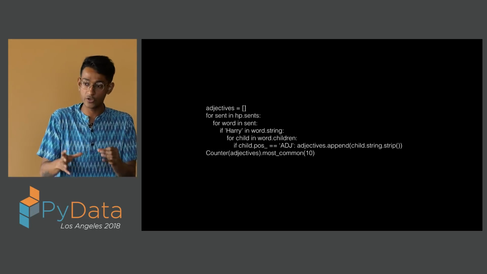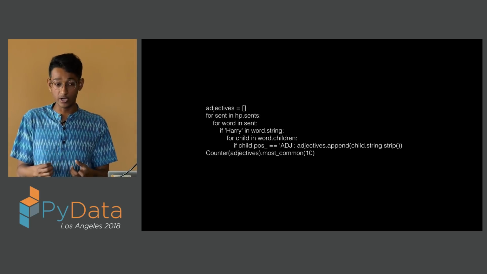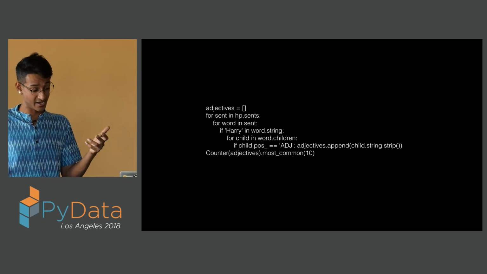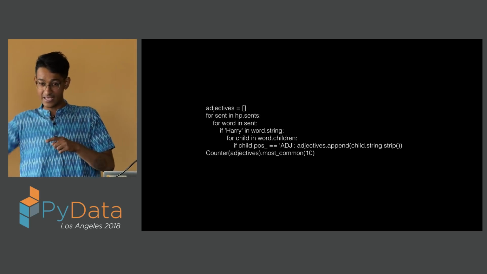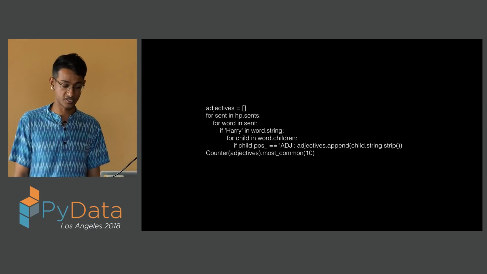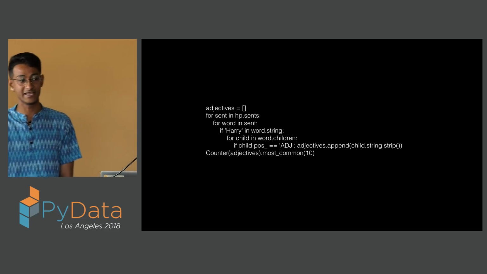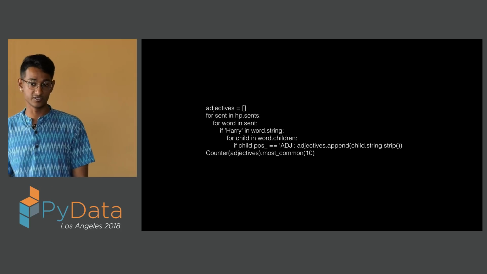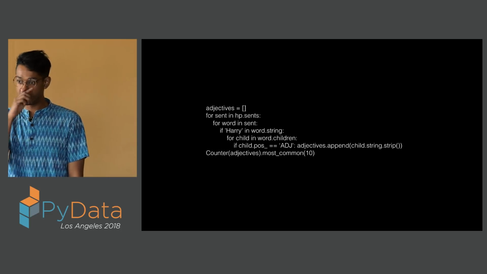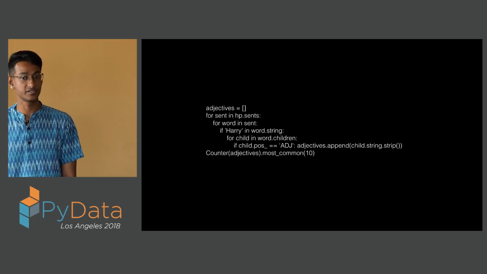So if the part of speech of every word which is associated with the word Harry is an adjective, add that to my list, which is empty on top, and then in the end I just count that, and I get the most common 10 words. So this is an example of 5 lines of code to do some really neat computational linguistic stuff.